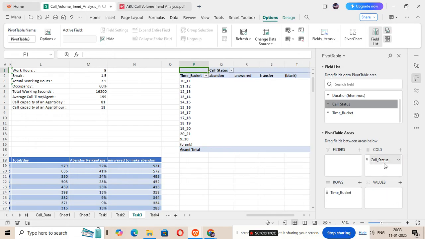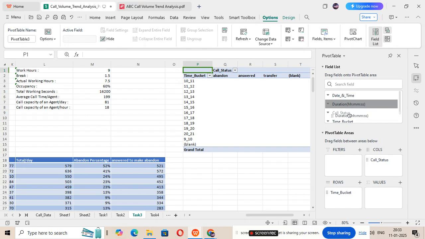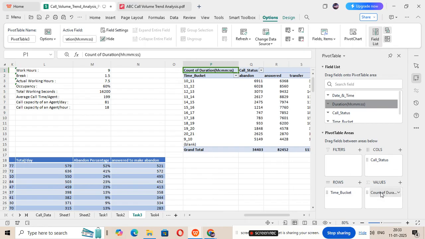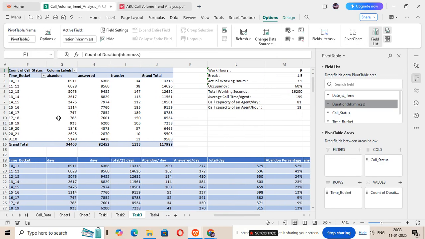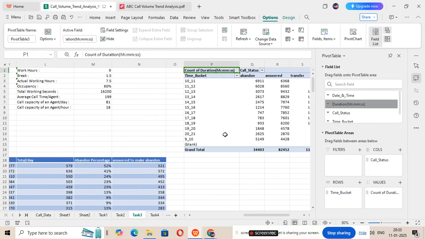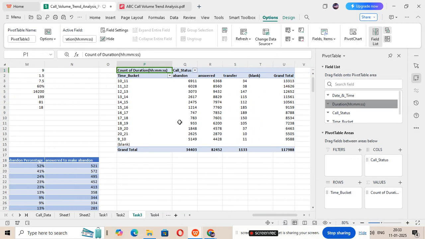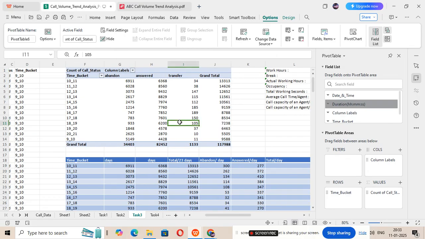Count status to columns. And duration to values. And this is the table we got here. Column labels and count of call status.